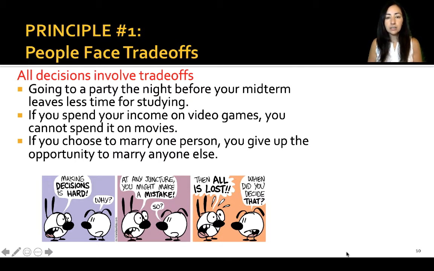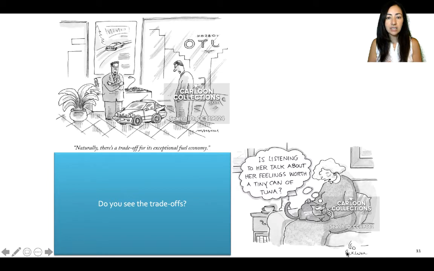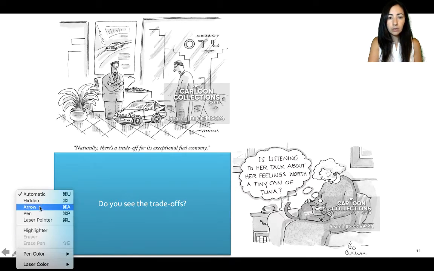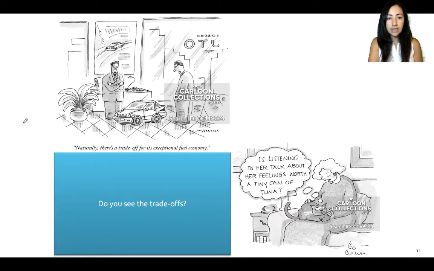Let's have a look at these cartoons and see how they exhibit the idea of trade-offs. So the first one you see here, with the little car, it says, naturally there's a trade-off for exceptional fuel economy, and you see you're getting a tiny little car for that. This one says, is listening to her talk about her feelings worth a tiny can of tuna? Right? These are both trade-offs for a certain end. Okay, so this is how it's illustrated.